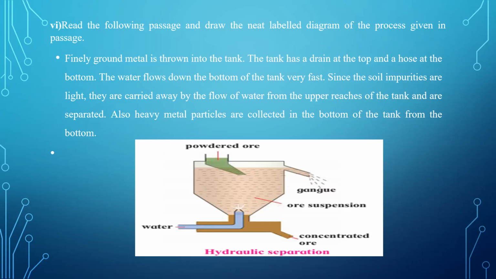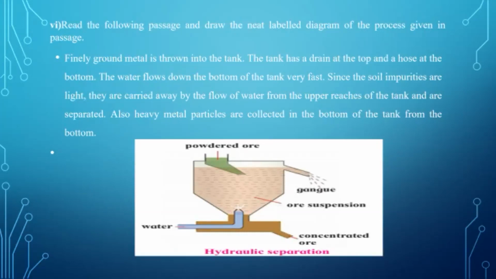So this is the phenomenon of hydraulic separation, right? So you just have to draw the diagram of hydraulic separation. When you understand the concept, only then can you get it right, otherwise you will draw some other separations. So this is a passage regarding hydraulic separation, and that diagram you have to draw here. The tank is given, powdered ore from above, then the gangue, ore suspension, and concentrated ore is obtained from the bottom due to the high speed of the water, right? So this is how hydraulic separation takes place.